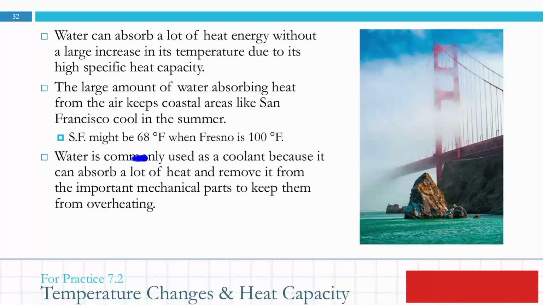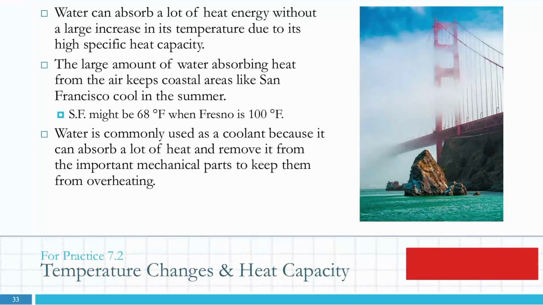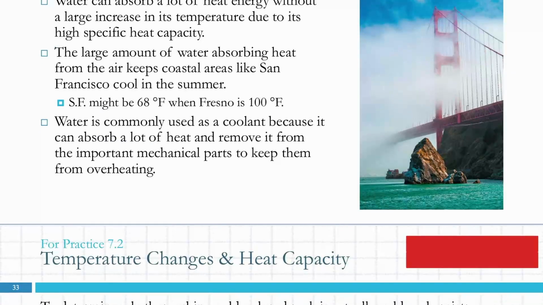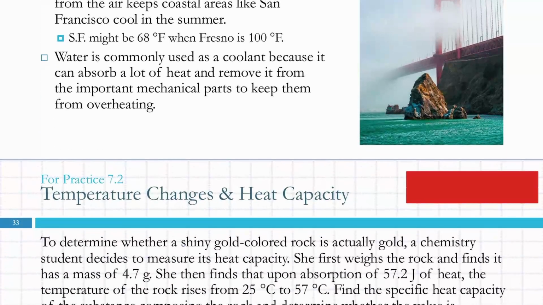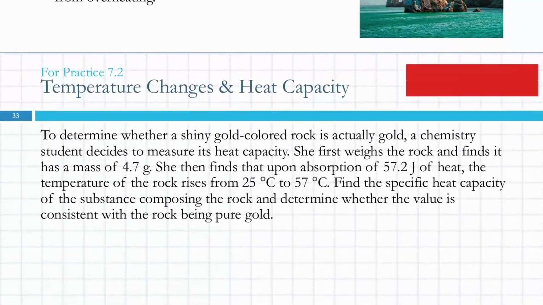Water is commonly used as a coolant. Like in AI, they're using a lot of water to cool down their things because it can absorb a lot of heat and it's relatively abundant. Water and antifreeze is also used as a coolant system in most vehicles, internal combustion engines especially.